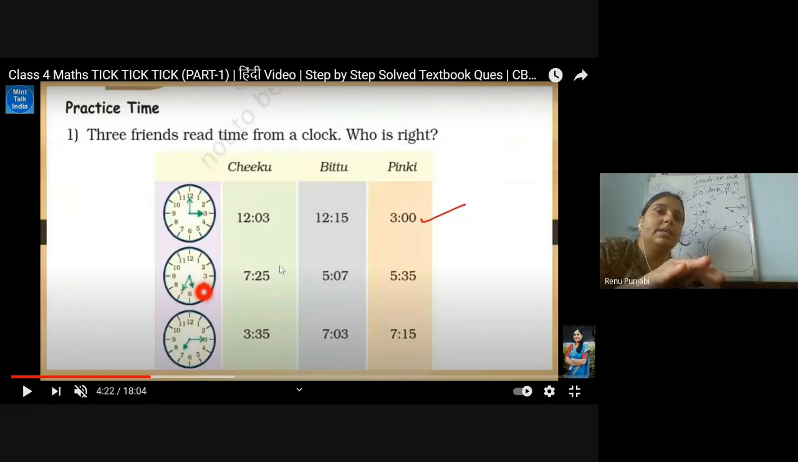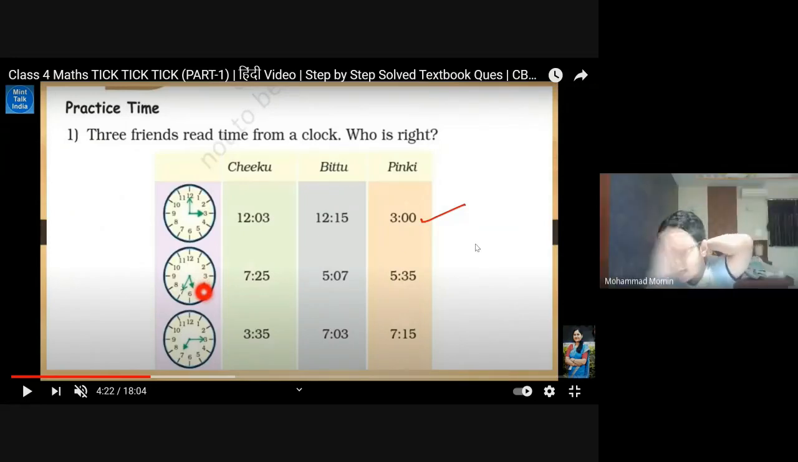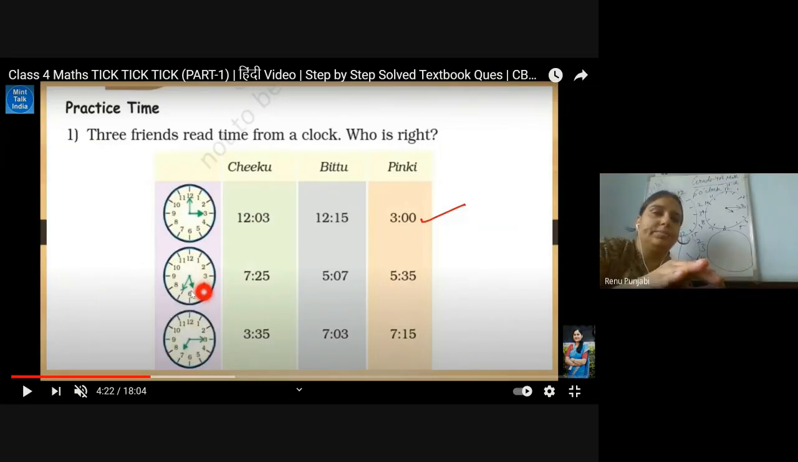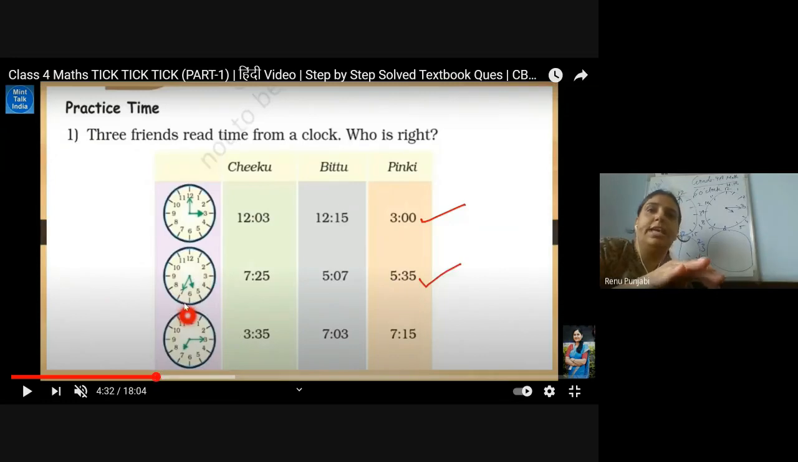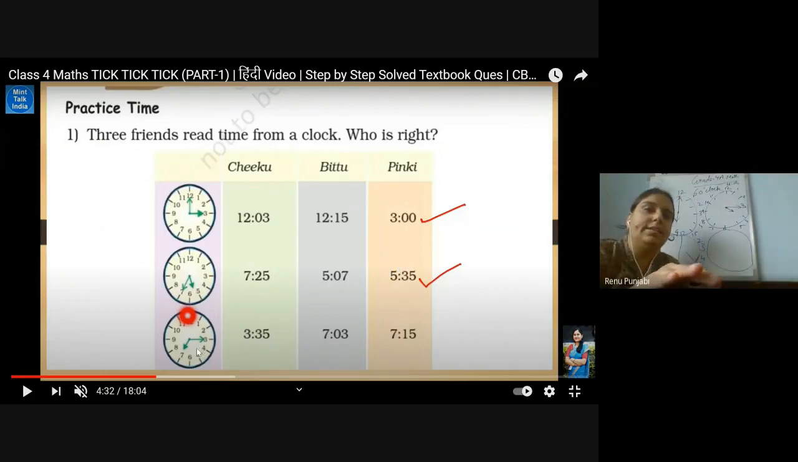Next, the short hand is in between 5 and 6 and the long hand is on 7. So what time is it? Ma'am, 5:35. 5:35. Go to the next. The short hand is on 7 and the long hand is on 3. 7:15. So we can say that in all the questions, who was right? Pinky is right in all the criteria.